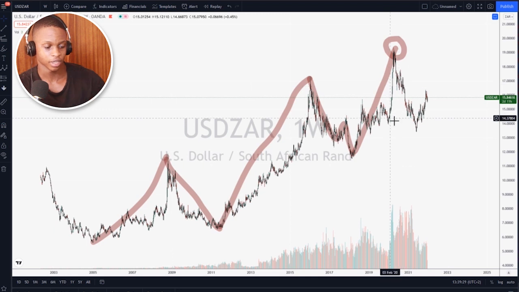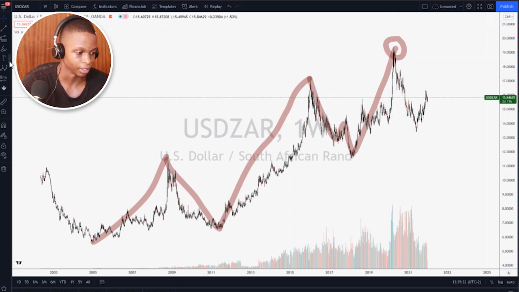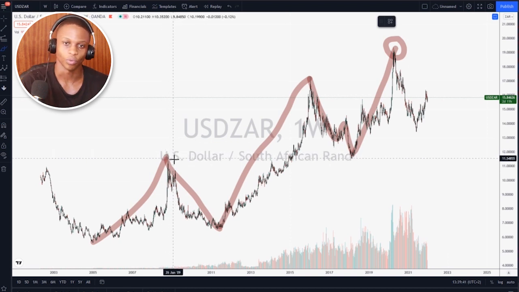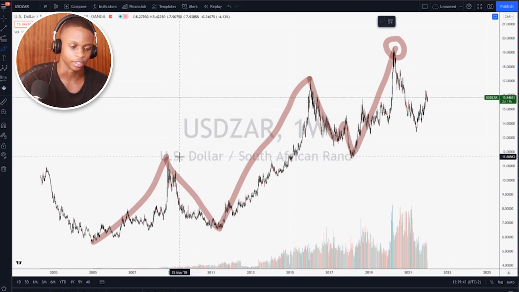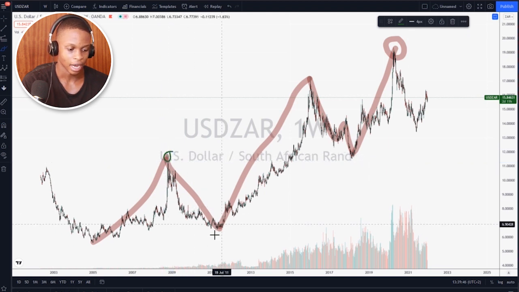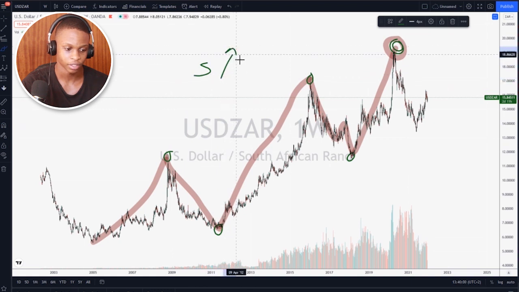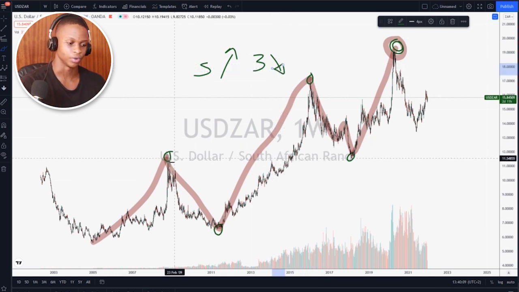Once I have established that, I'm going to start identifying my pivotal points. Pivotal being where was the change in direction in the market. I see one, I see two, I see three, I see four, and I see five. So this is half my wave counting job done. Remember, there are five impulse waves, and then three corrective waves.